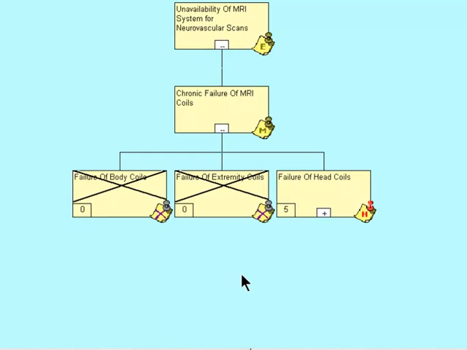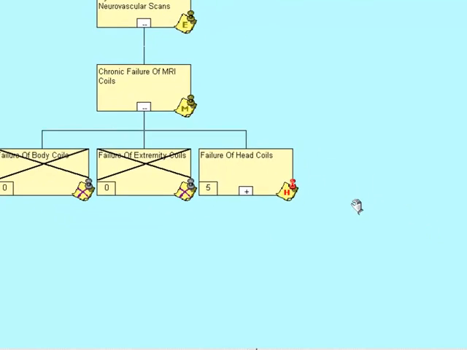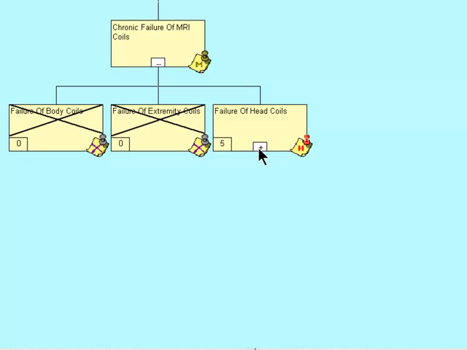Well, the possibilities when we look in total are the failure of the body coils, failure of the extremity coils, and the failure of the head coils. And we understand from this that the body coils and the extremity coils would not affect the neurovascular scans, as the neurovascular scans would be focusing on the head coils. So understanding that these would not be a contributor under this particular case, we would focus on the failure of the head coils. The questioning remains the same.